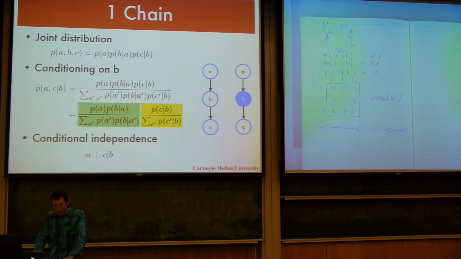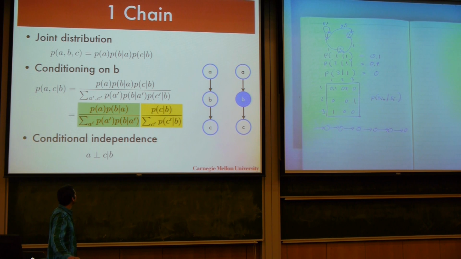The first part is the chain. Suppose I have a joint distribution P of A, B, and C is P of A times P of B given A times P of C given B. Now if I observe B, then we can just work out what it is. By Bayes' rule, it's this fraction here. And then I can pull out the terms dependent on A prime, and the terms dependent on C prime in the denominator.